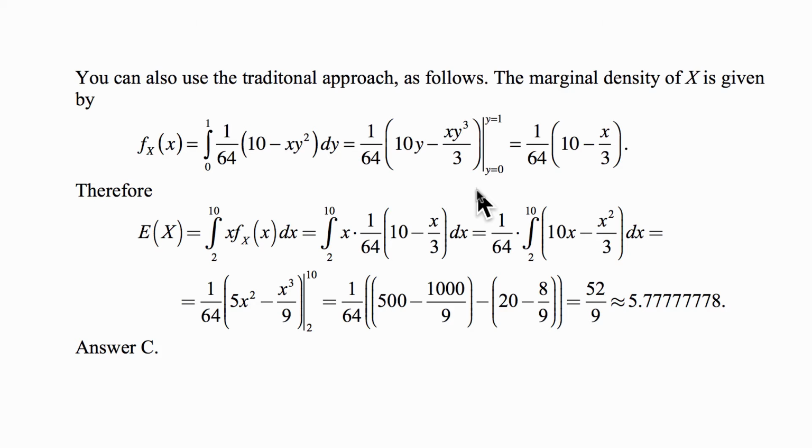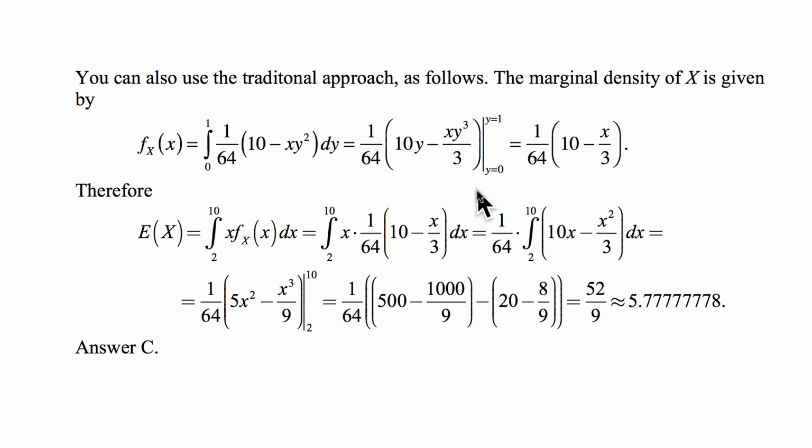Now, if you want to be more traditional, I'll just use the density for the evaluation of the expected value. Then the density of x is the integral over all possible values of y of the joint density. So it's the integral from 0 to 1 of 1 over 64 times 10 minus xy squared dy. And we do the integral with respect to y, so it's 10y minus x y cubed over 3, and then 1 over 64, a common constant, is pulled out in front. We evaluate this from 0 to 1, and it becomes 1 over 64 times 10 minus x over 3.